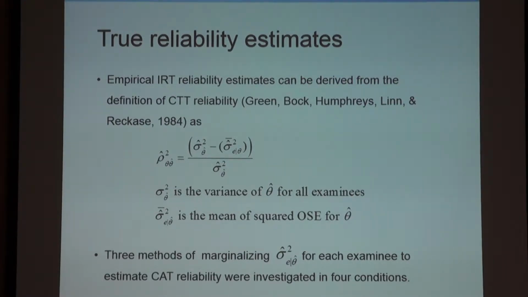Here, the problem for the three methods of marginalizing is how to marginalize the mean of the error variance, the standard error, given the data. You can see the numerator on the right side. There are three methods of marginalizing the error variance for each examinee to estimate CAT reliability, and I investigate four conditions.